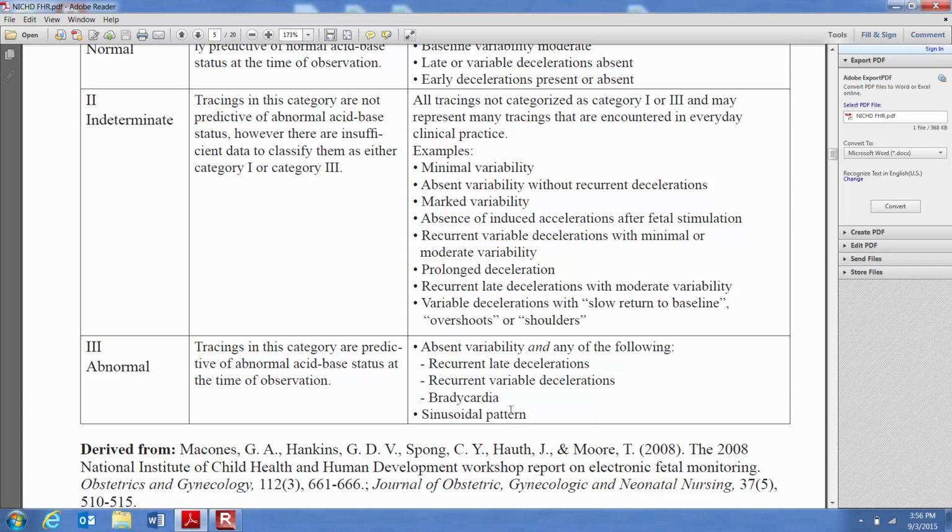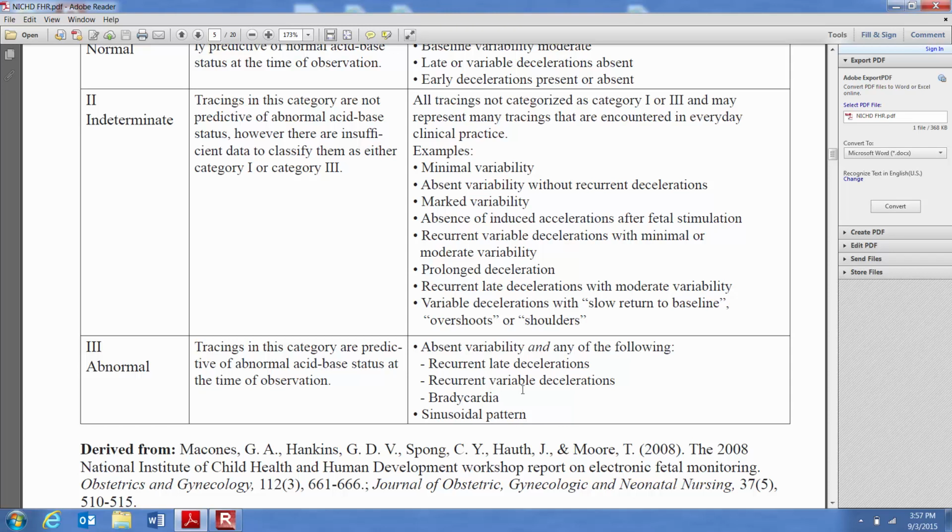Now, sinusoidal pattern we have not talked about, and I'm going to hold discussing sinusoidal pattern with you right now. It is a very rare pattern, and it's a very ominous pattern. So if you have a sinusoidal pattern, you don't have to have any of this other stuff. You don't have to worry about variability. You don't have to worry about decelerations. Sinusoidal pattern is its own thing in itself. It's very bad, and we will talk about that later, okay?